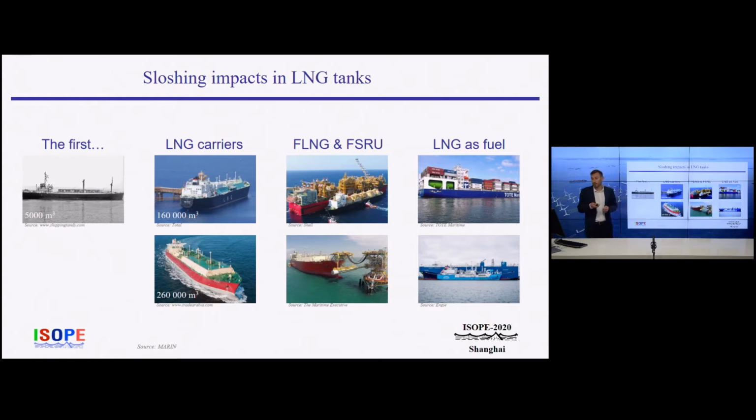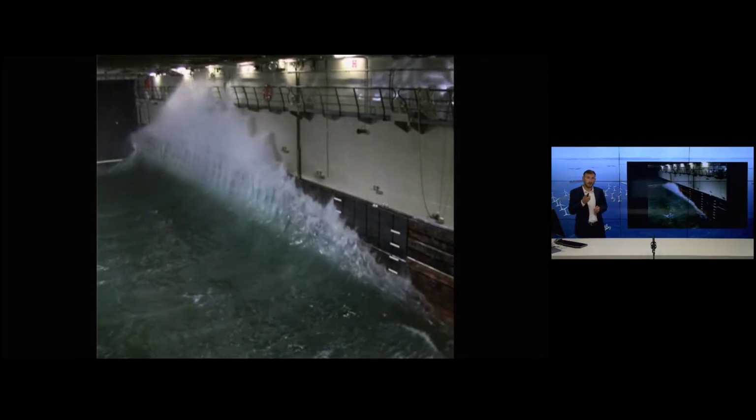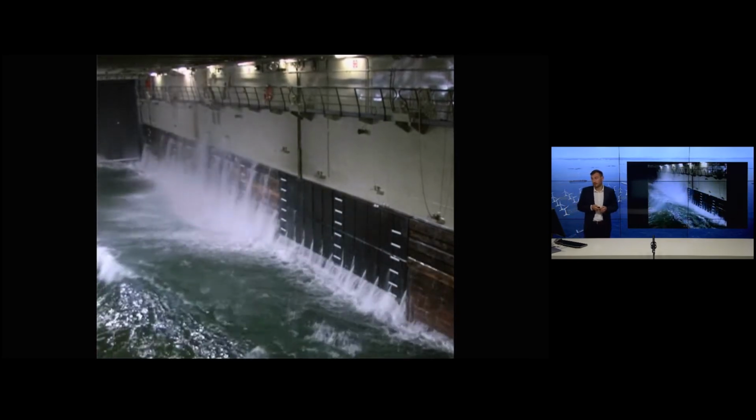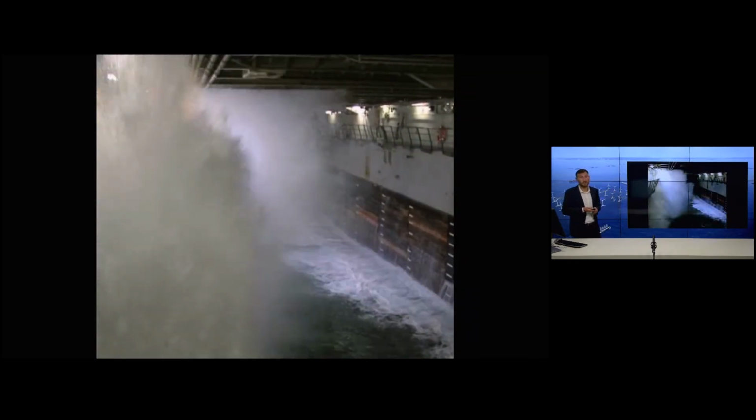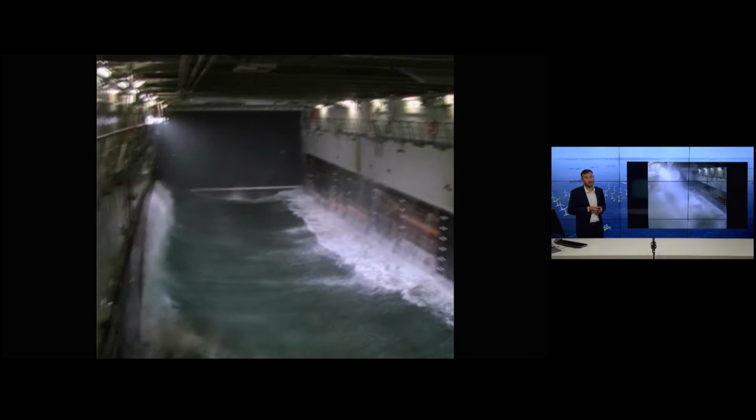Ship motions induce liquid motions inside the tank that can lead to violent impacts on the containment system. What you can see here is an example of sloshing impacts.